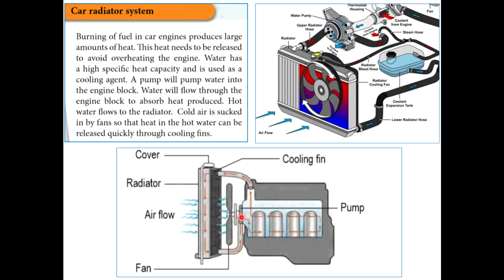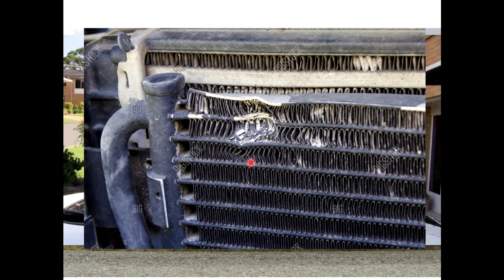So here we have the pump. The pump will pump water into the car engine. Then the water will flow through the engine block to absorb the heat produced. Alright, so the hot water flows to the radiator. And then cold air is sucked in by the fan so that heat in the hot water can be released quickly through the cooling fin. So this is the cooling fin. It means that heat can be released more through the bigger surface area of the cooling fin.